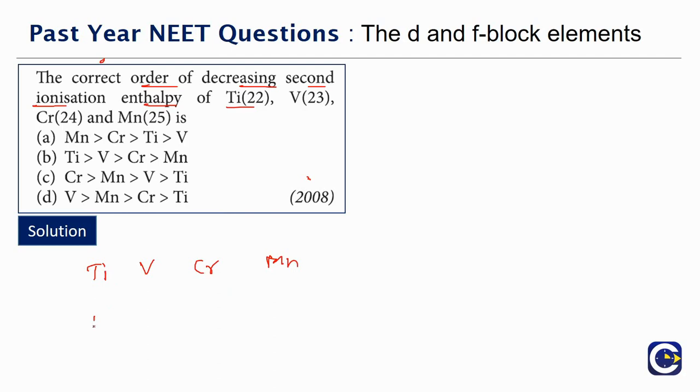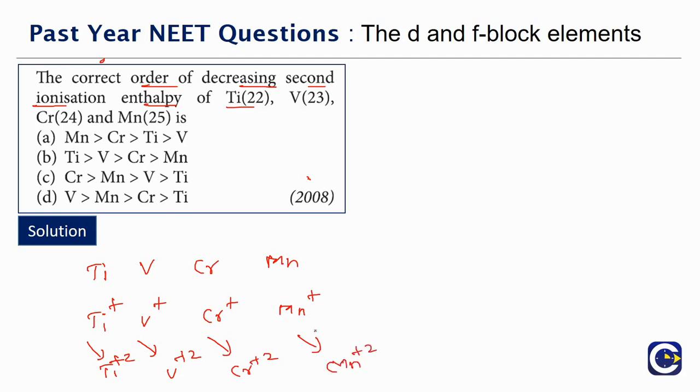Second ionization enthalpy means, after we remove an electron we form monovalent ions, and now to remove the next electron, whatever energy is required is what you call the second ionization enthalpy. So from titanium +1 to +2, vanadium +1 to +2, chromium +1 to +2, manganese +1 to +2. The energy required to make this transition is the second ionization enthalpy.